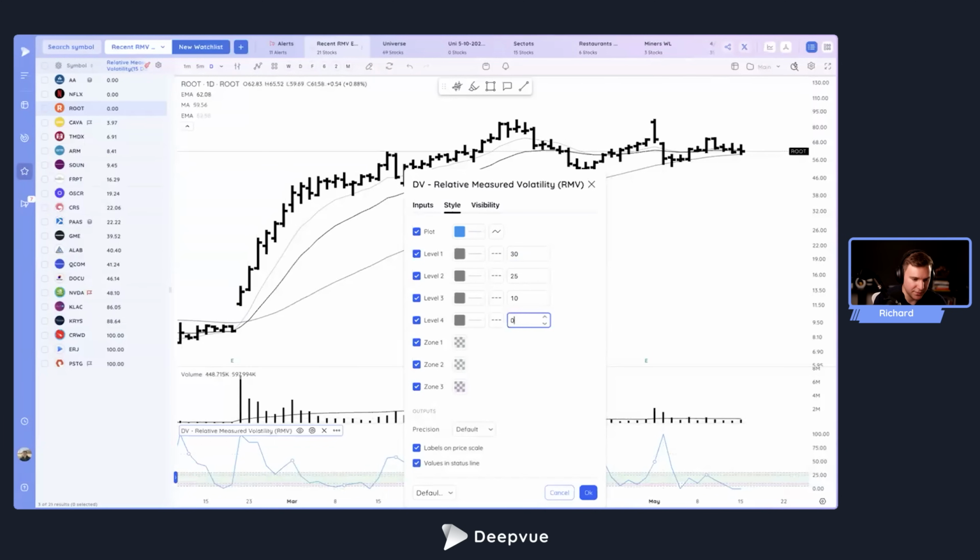And let's actually just leave this at 0. And then you can adjust the colors, of course. But yeah, under 30 is getting tight. Under 25 is getting tighter. And then under 10 is pretty darn tight in terms of RMV.